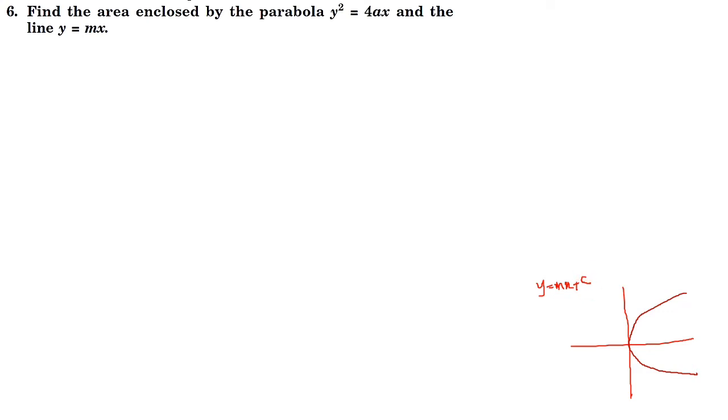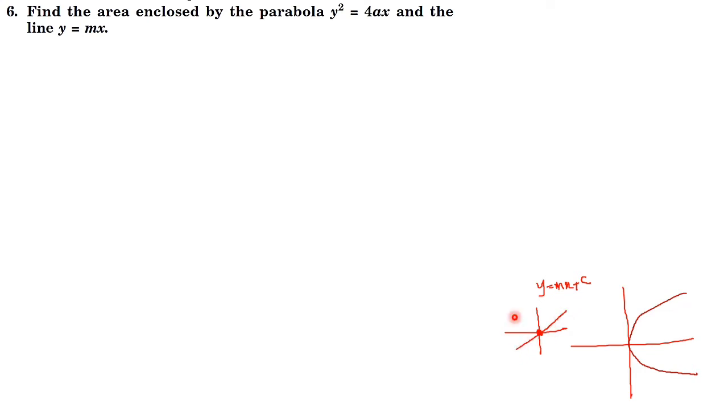So here c is not there. c is 0. Only y equals mx is there. That means the line goes this way, and the line will touch the point 0, 0. I am considering the line this way, because here in y equals mx, m can be positive or negative, but we don't know how m is. But here I am taking only the positive side.